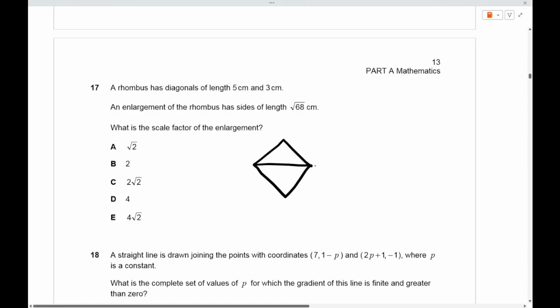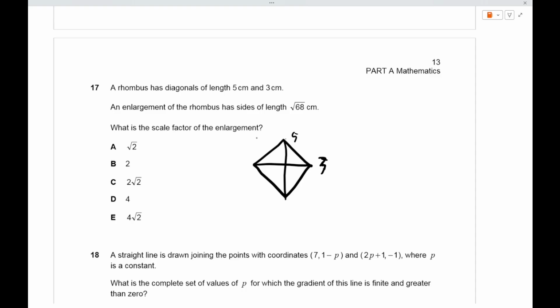This diagonal is going to be 5. It's not accurate. I think this one should be 3. That one should be 5. I'm not good at drawing, but it doesn't really matter. Okay, so it's going to be enlarged. You have to find out the scale factor.